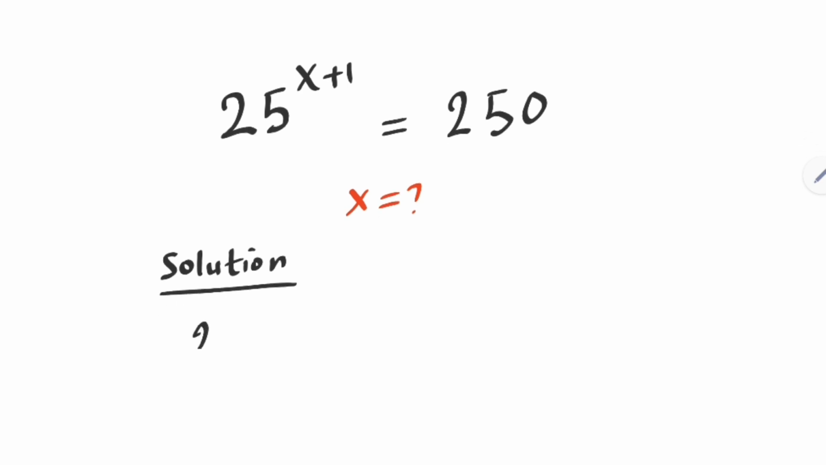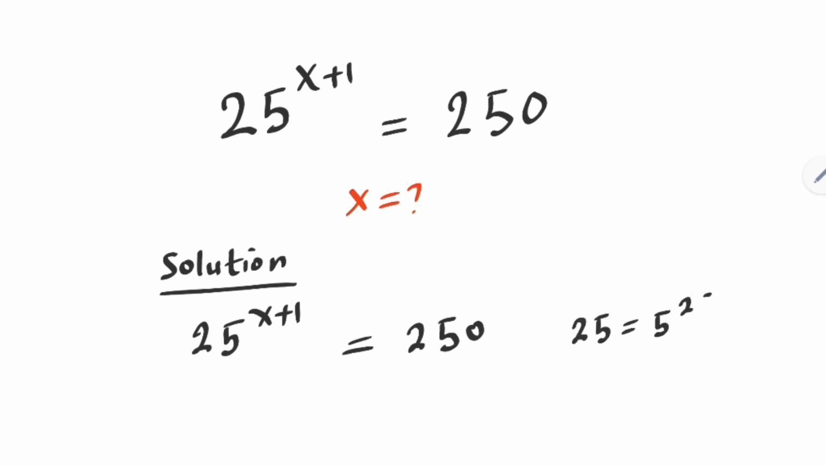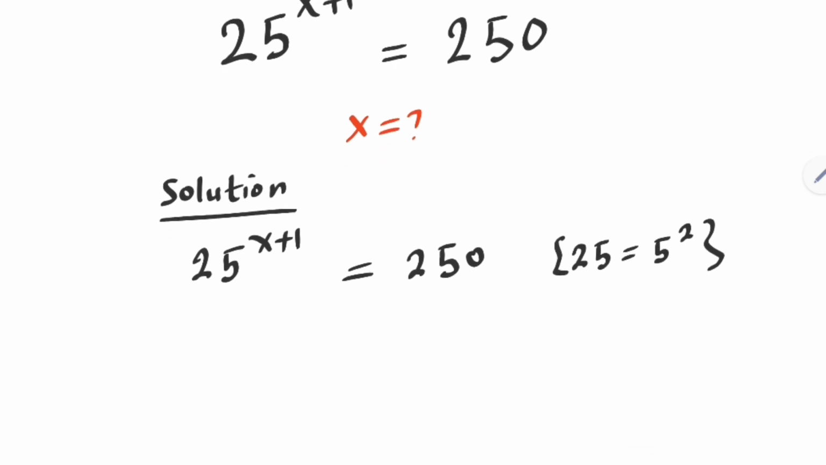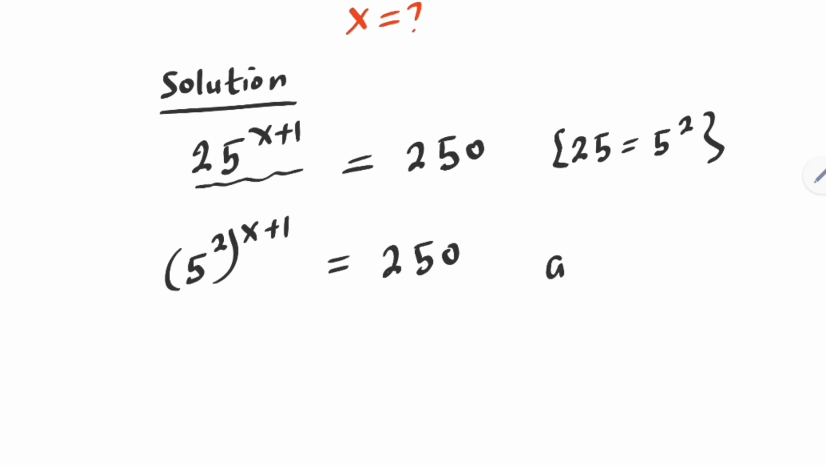We have the given equation 25 raised to power x plus 1 is equal to 250. Note 25 is equal to 5 square. Then this can be written as 5 square to the power of x plus 1 is equal to 250. Take note of this, that if you have a raised to power m to the power of n, this is equal to a raised to power mn.